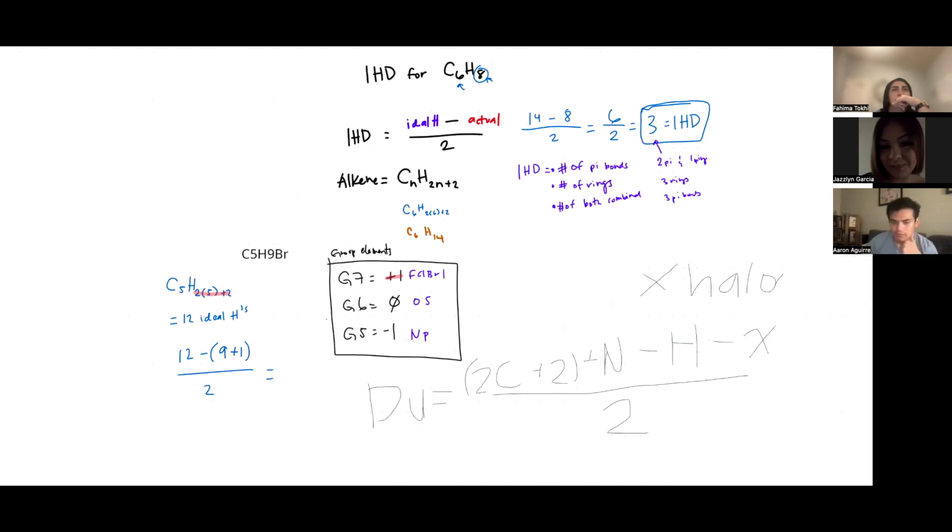So that's 2 over 2 equals 1. So you only have 1 degree of hydrogen deficiency. That means there's either one ring or one pi bond. Either formula works, depending on how you look at it. Very nice. Okay, we're good to move on?